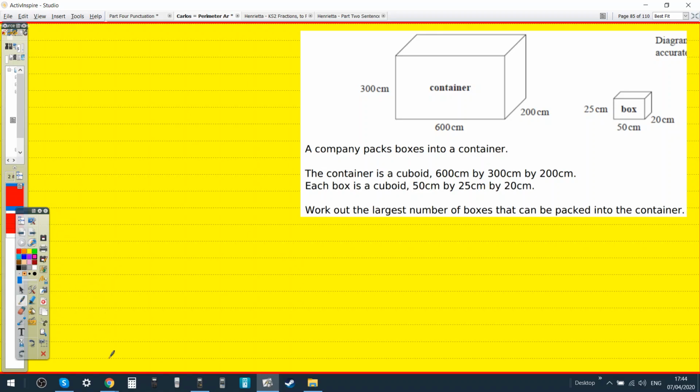And you can use a calculator. Company packs boxes into a container.